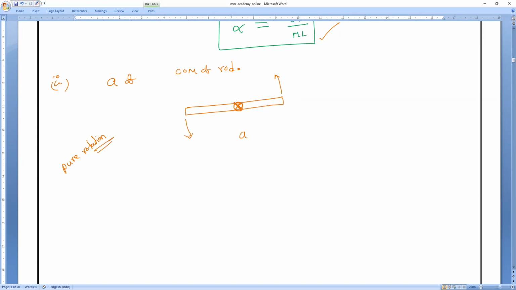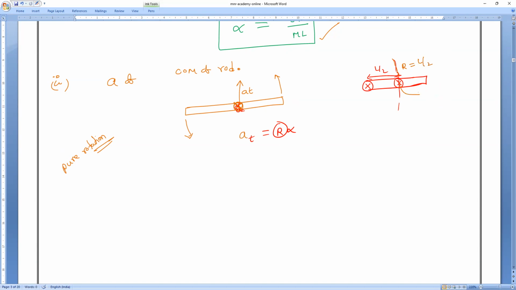So what is the formula? Two accelerations: one is tangential acceleration and the other is centripetal acceleration, towards the center only. Tangential acceleration equals R alpha. What is R here? If the hinge is at the end, then from the hinge to the center of mass R is equal to L by 2.